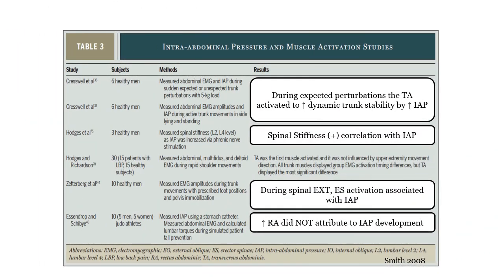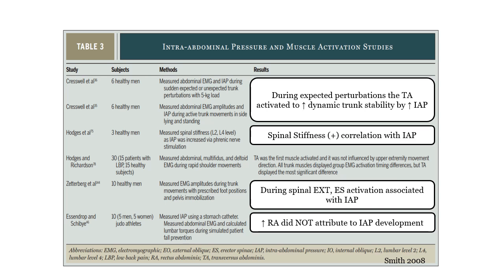A 2008 study out of JOSPT looked at a review of the correlation between intra-abdominal pressure and muscle activation studies. What I would like to highlight is really four of their findings rather than going in depth too much within this study. So the first is during expected perturbations, the transverse abdominis is activated to increase dynamic trunk stability by increased intra-abdominal pressure. That means prior to limb movements, for instance, your body's going to naturally increase the intra-abdominal pressure via the transverse abdominis and the other deep core muscles as a means of stiffening and protecting the spine.